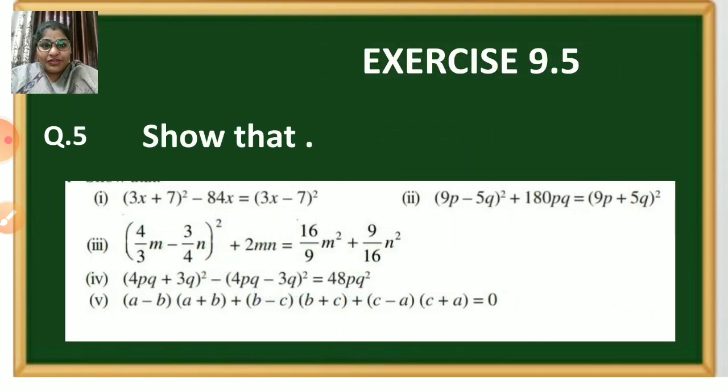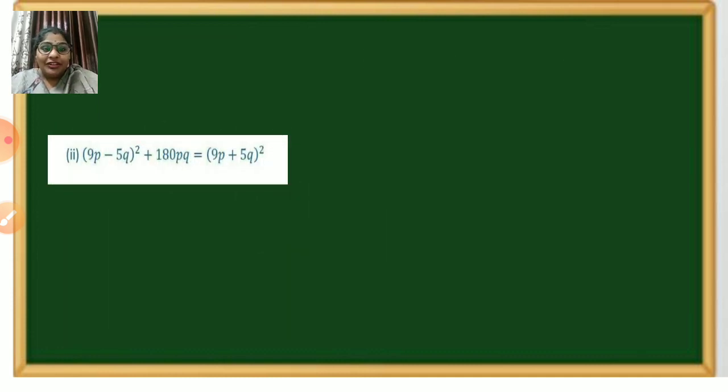Let us proceed. Question number 5 of exercise 9.5, that is show that. Now here, children, a few sums are given. Show that, there are equations where we have to show that left hand side is equal to right hand side. So we have to prove that left hand side is equal to right hand side. So let us solve one by one a few sums from this.